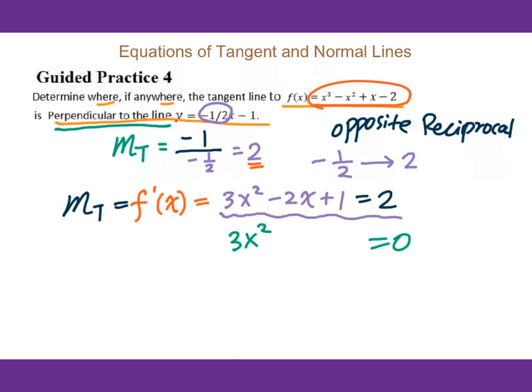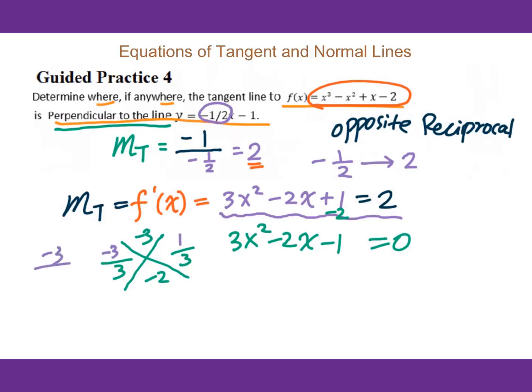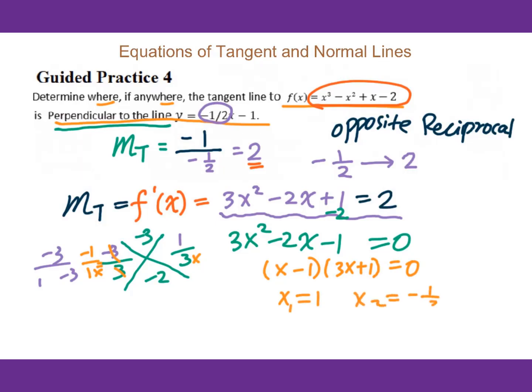So we get 3x squared minus 2x, then minus 2 on the right, so minus 1. Use the ninja method: -3 and -2 over 3 over 3, so we get -3 and 1. Then remember to reduce. So you get x minus 1 times 3x plus 1 equals 0. x1 equals 1, x2 equals -1/3.